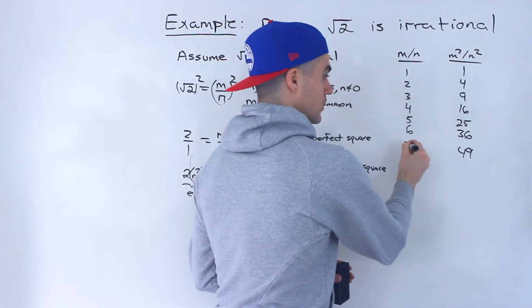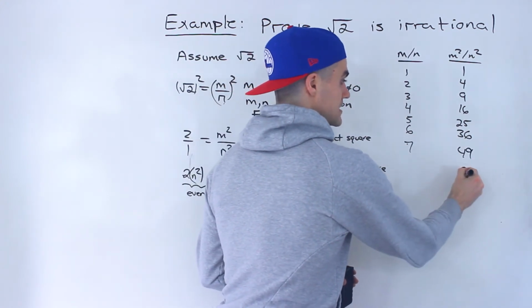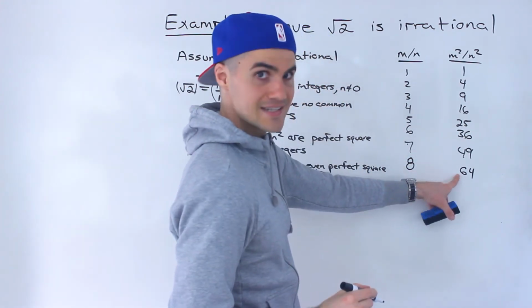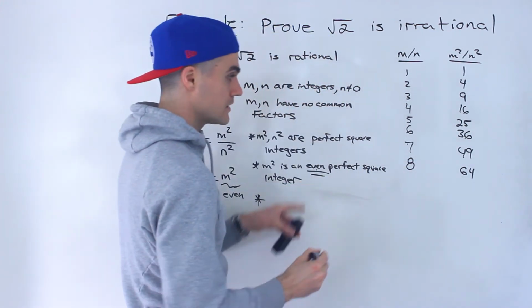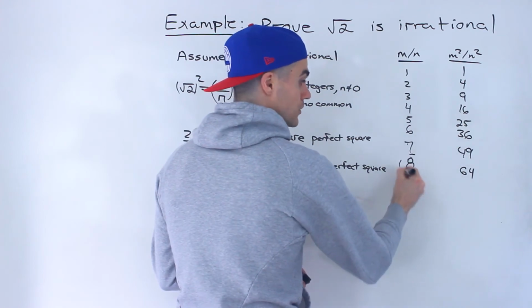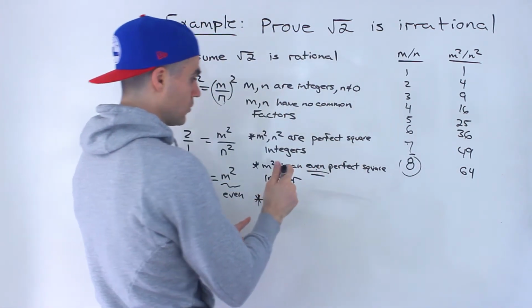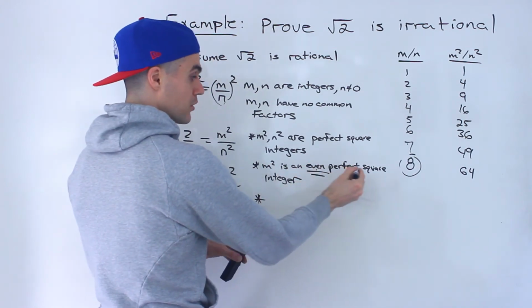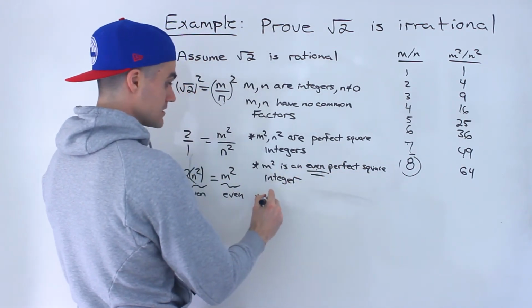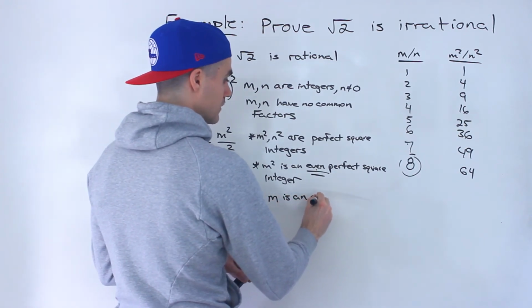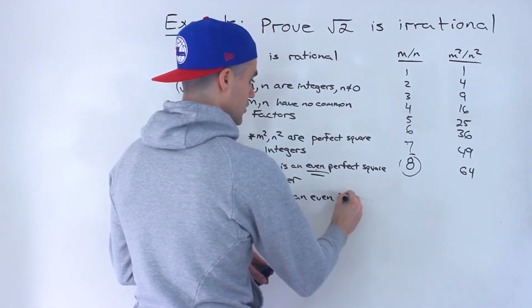The next one would be, if we had 7 and then 49, notice 49 is odd, so the square root of 49 would give us 7. But then notice that the square root of 64 would give us 8. 64 is even. It's an even perfect square integer. The square root of that is going to be even as well. So notice that pattern is always going to hold. So if m squared is an even perfect square integer, what that means is that m is an even integer.